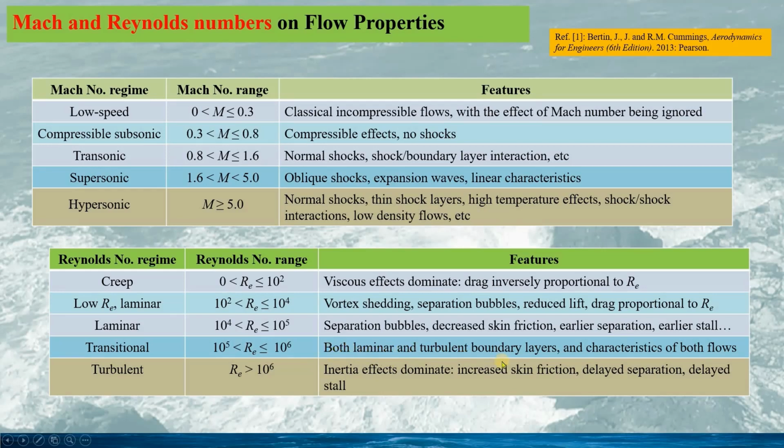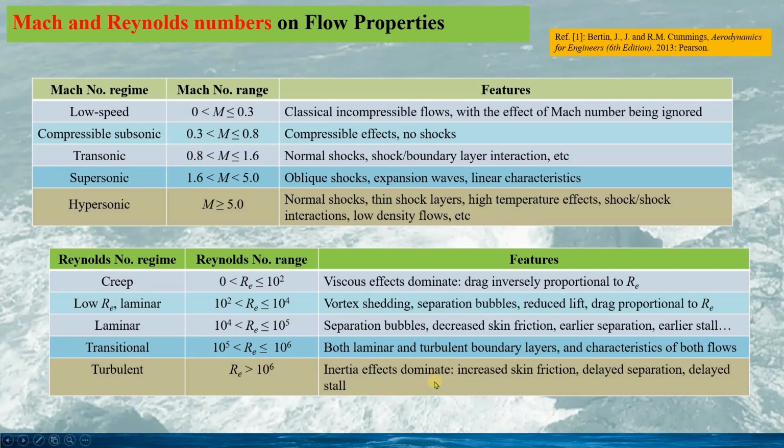In this transitional flow, both laminar and turbulent boundary layers exist in the flow. When the Reynolds number is larger than 1 million, the flow would become fully turbulent. The inertial effect would dominate in this fully turbulent flow, with delayed separation, delayed stall, etc.